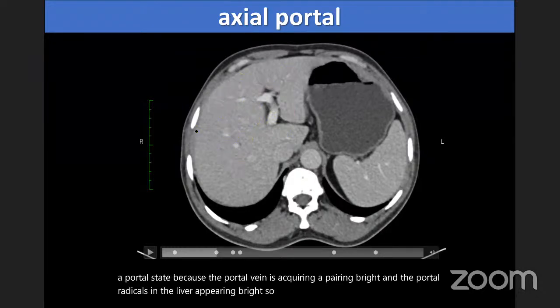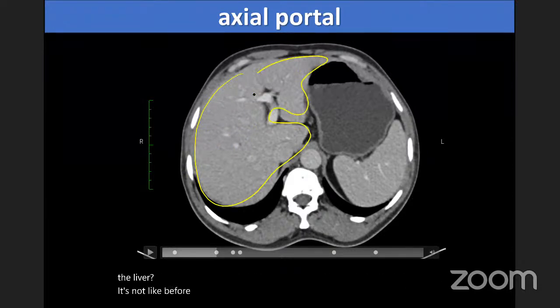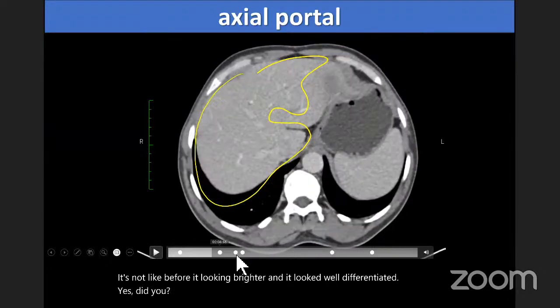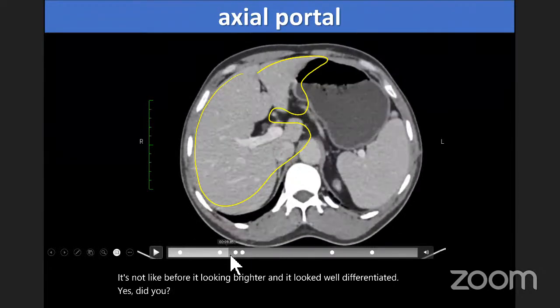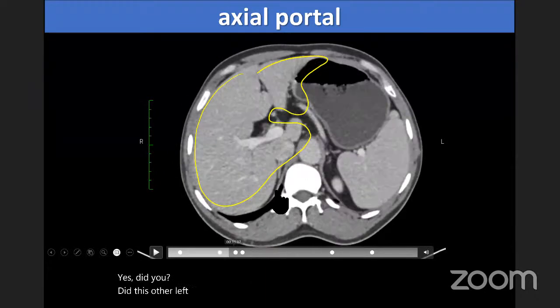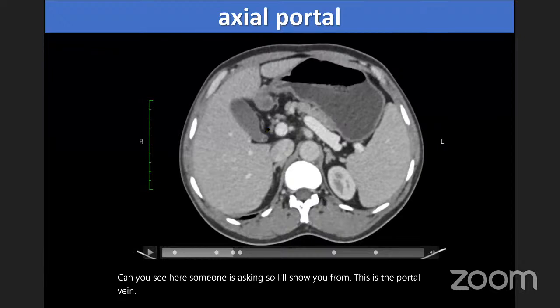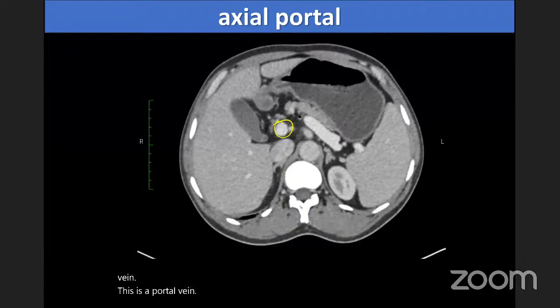And can you see the liver? It's not like before. It's looking brighter and it looks well differentiated. So these are the left and right division. Can you see here? Someone is asking, so I'll show you from this. This is the portal vein. See, this is the portal vein. You just keep tracing this structure. Now one more, you just have to trace this structure.